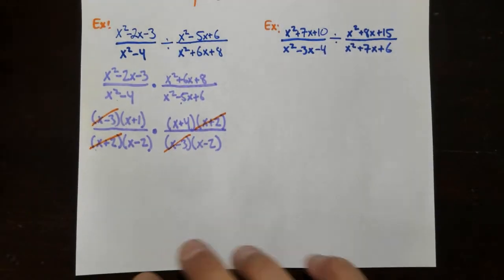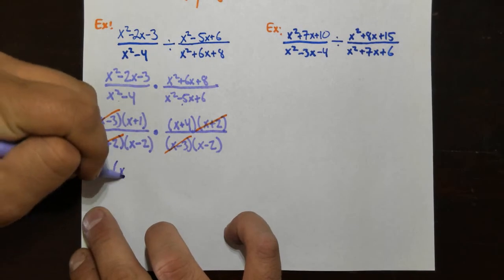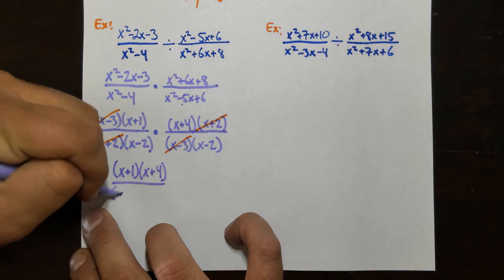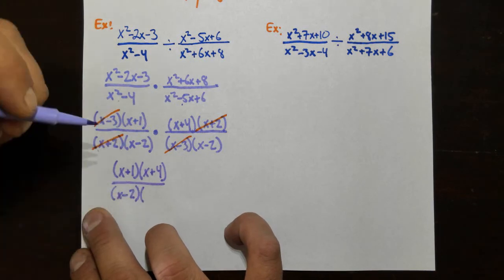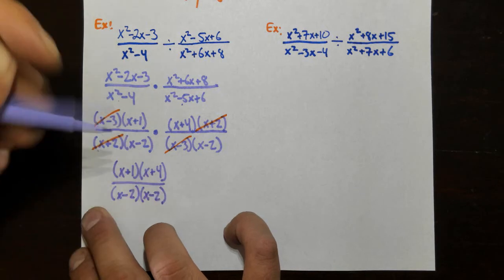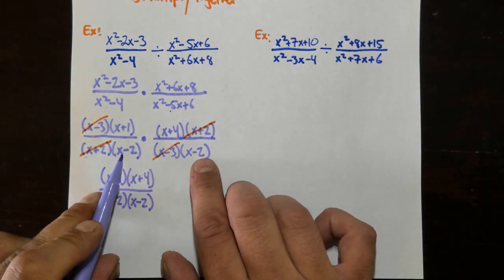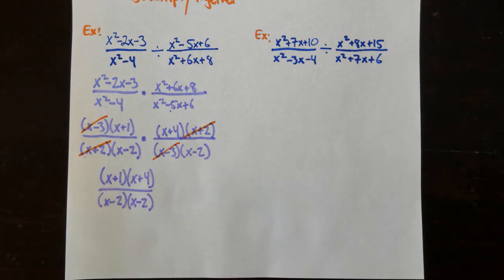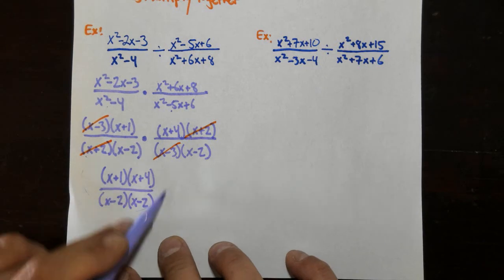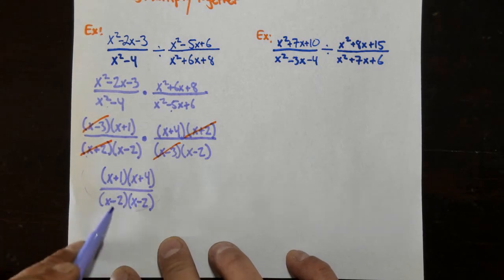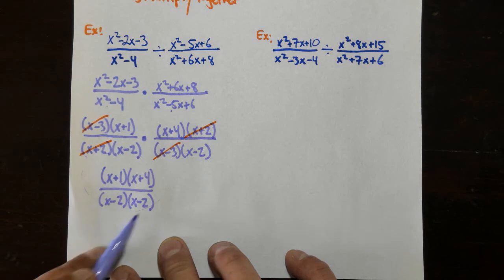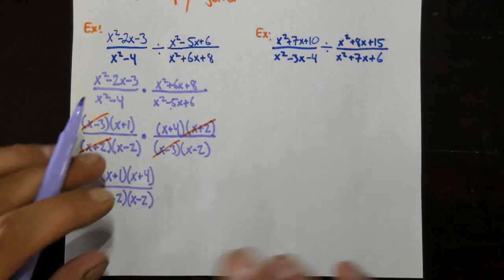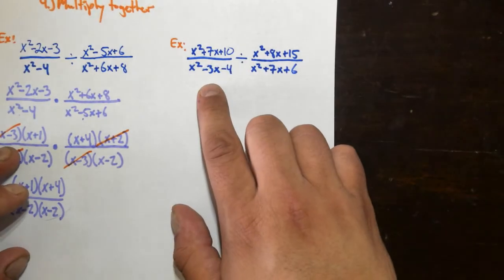So our answer here is just going to be x plus 1 times x plus 4 over x minus 2 times x minus 2. Now notice these don't cancel because one's not on top and one's not on bottom. They need to be on top and bottom for them to cancel. So this is our answer. You can multiply these together on top and multiply them together on bottom if you would like, but I'm not going to necessarily ask that of you today. I know we know how to multiply these together. Okay, now take a look at this one.